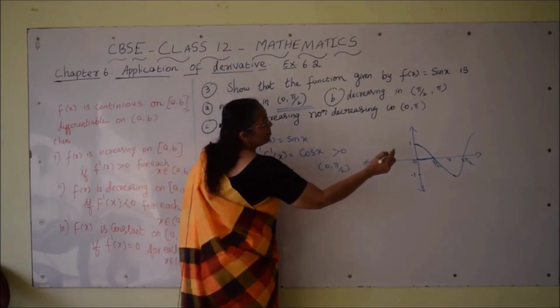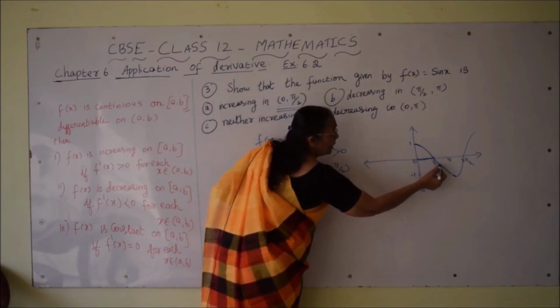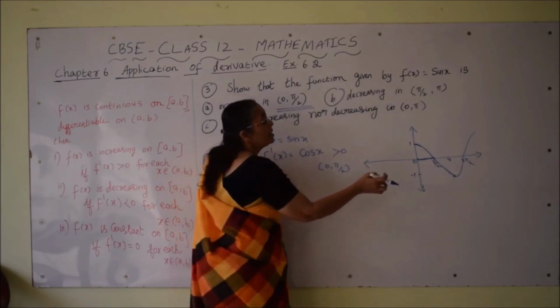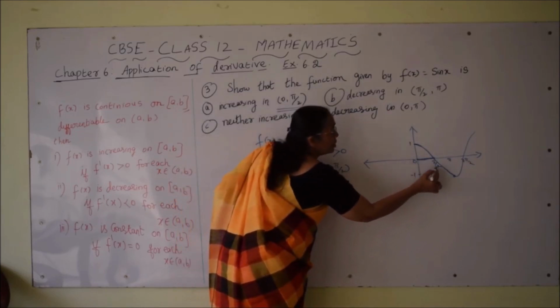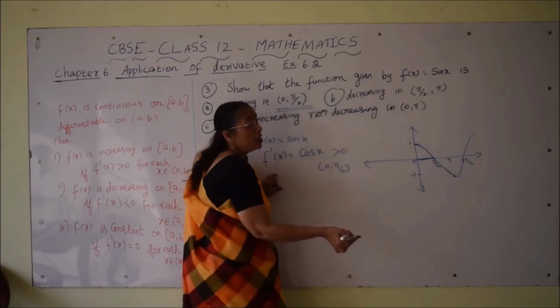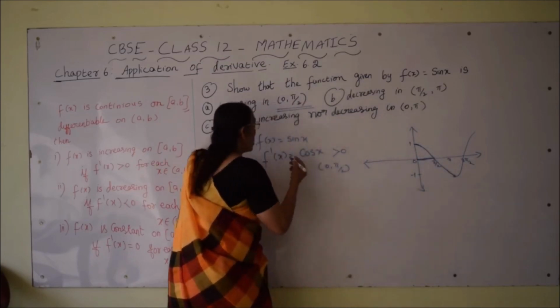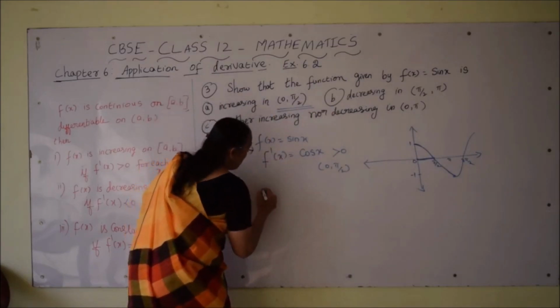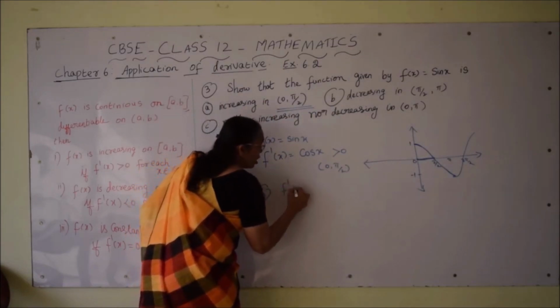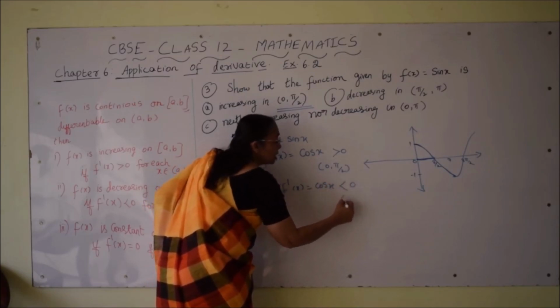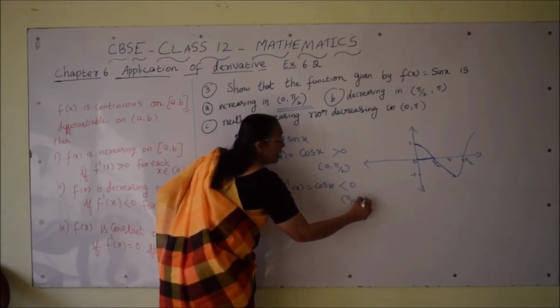Now, if we observe the graph from pi/2 to pi, the graph is in the fourth quadrant. In this quadrant, the values of y are negative. So, our cos x values are negative here. Therefore, for the second part, f'(x) = cos x is always less than 0 in the interval (pi/2, pi).